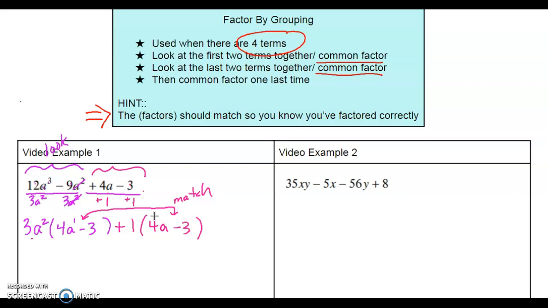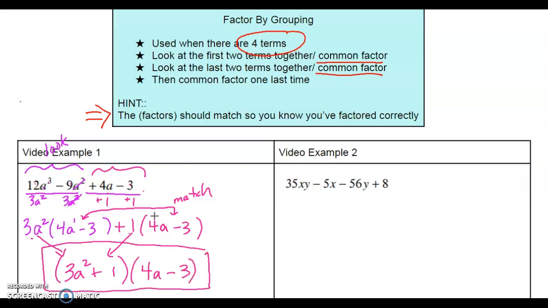So then the terms on the outside go in a parenthesis together. So see how I'm putting this 3a squared, and I'm going to put this +1. They go in a group together. And then the matching terms get their own group, but you only write it once. And that's factored all the way. So there's always going to be 2 steps.